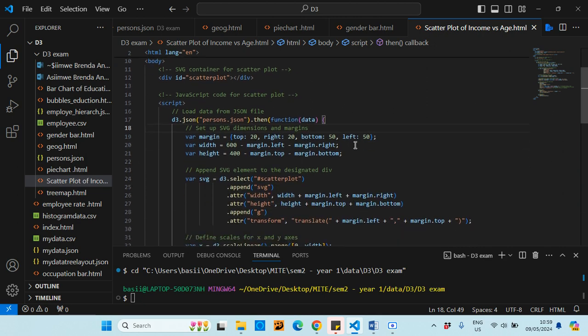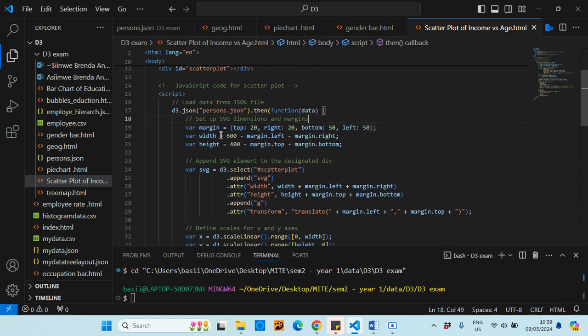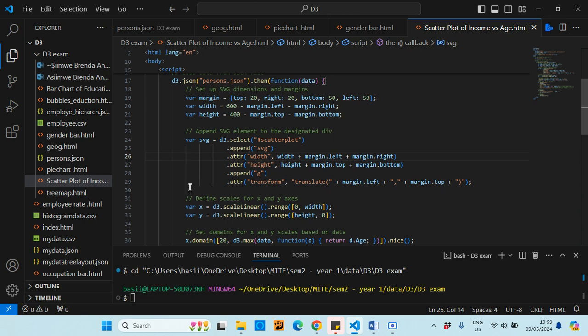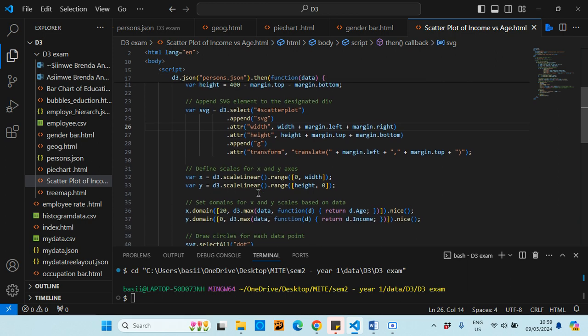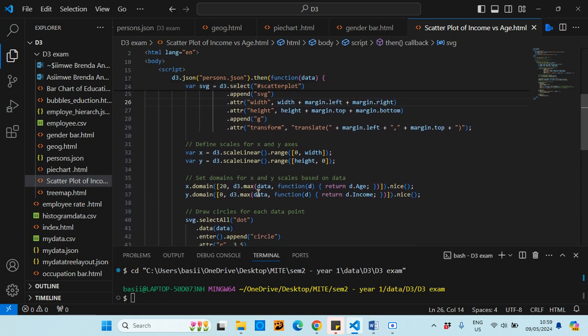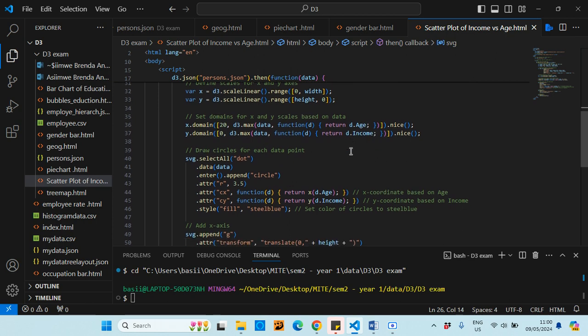then we load the data sets, persons, and we create variables for margin, height and width, which we shall end up using later. Then we create a variable for the SVG container. Here we have the attributes for height and width, and then we get the G and also transform the G. Then we declare the scales for the X and Y axes and what will be there.